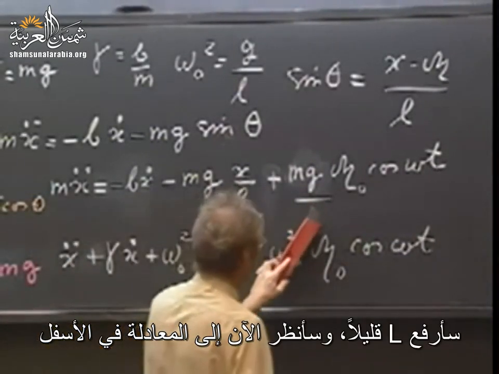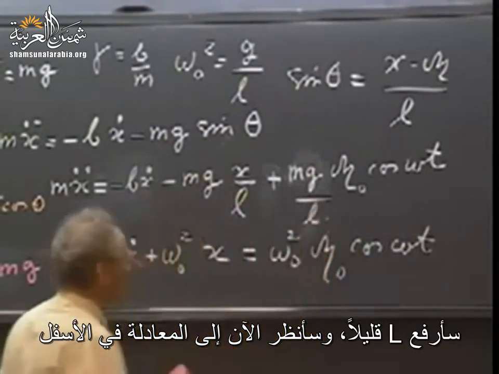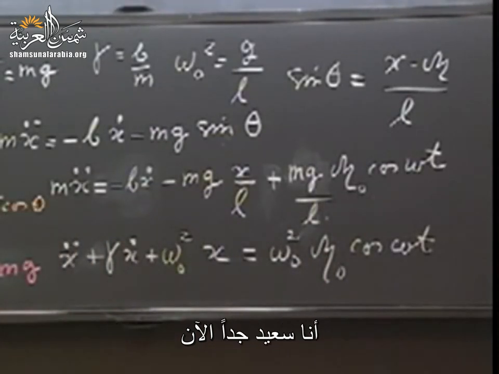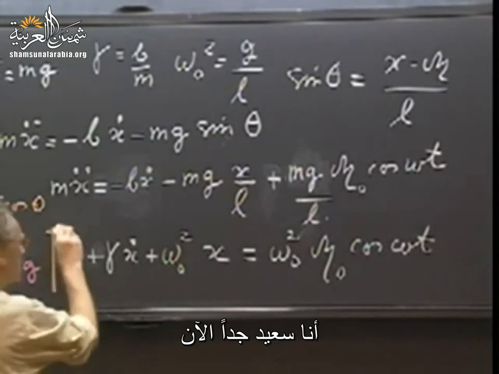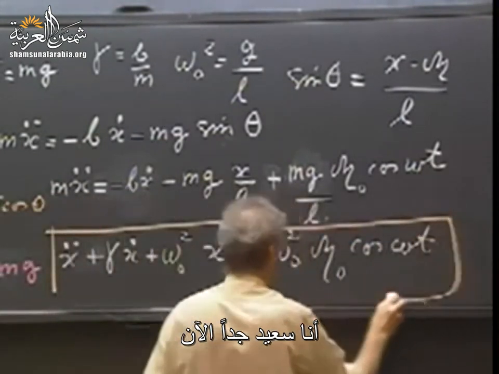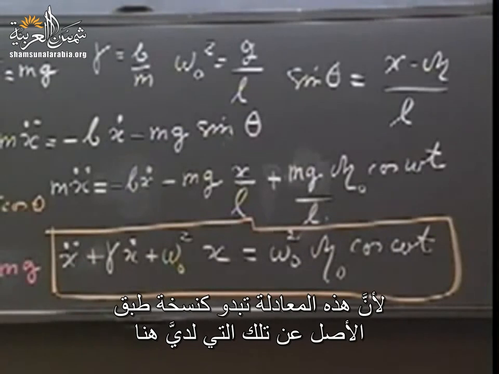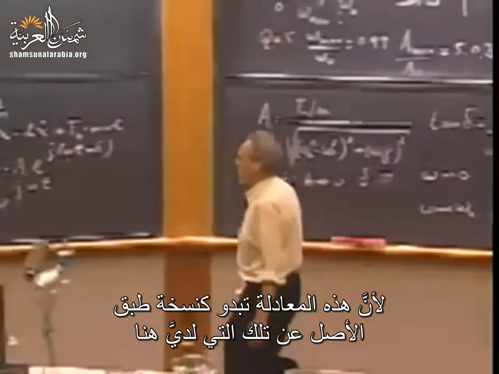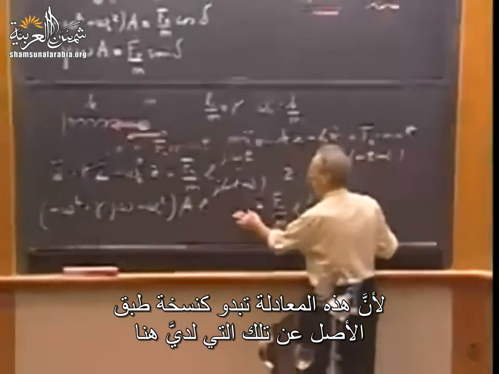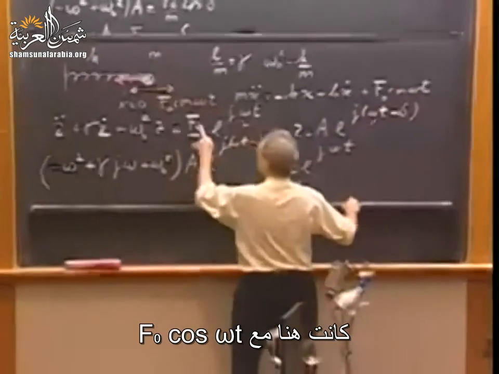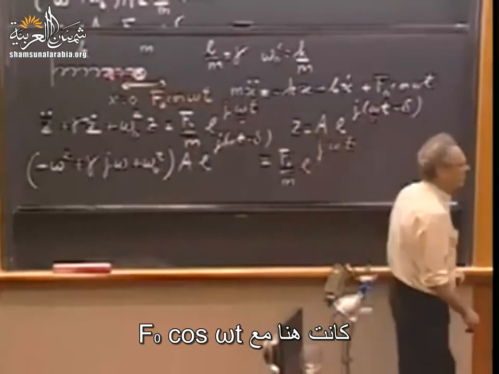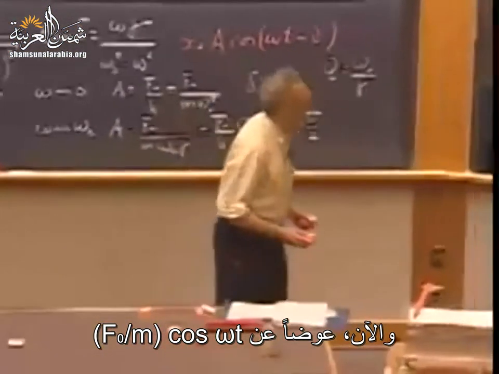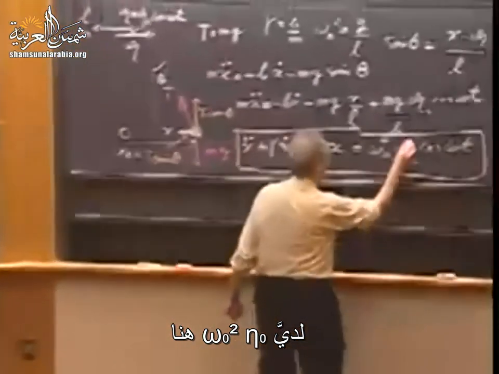I will move this L up a teeny little bit, and I'm going to look now at that equation at the bottom, and I am now overjoyed, happiness, because this one looks almost like a carbon copy of the one that I had here with an F0 cosine omega t. And now instead of an F0 divided by m cosine omega t, I now have this.